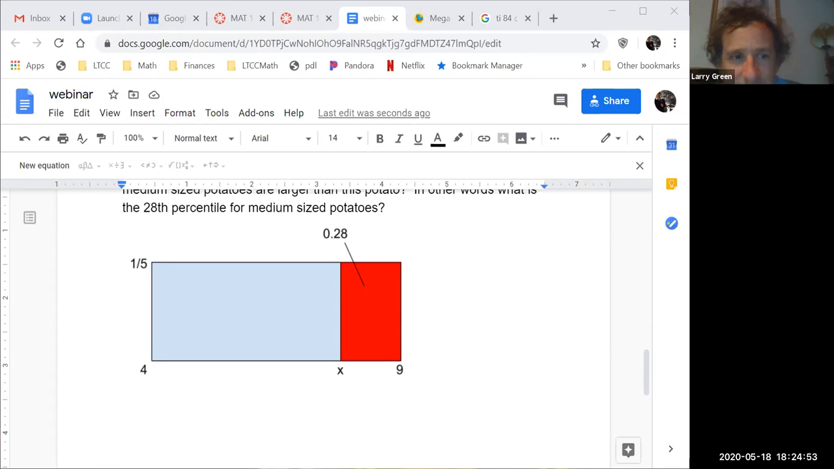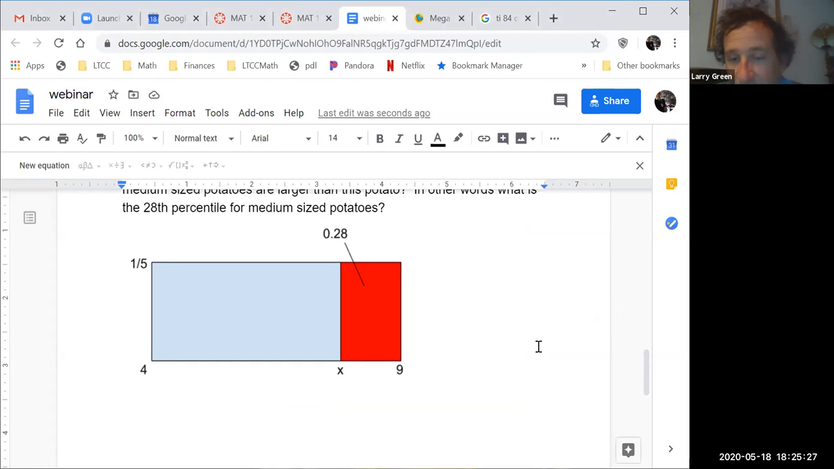The big rectangle, actually we do know the big rectangle. That goes from 4 to 9. It's got a height of 1/5, area of 1. So we know the big rectangle. There's one thing we don't know. If you look at the picture long enough, what we don't know is X. X is the size of that potato such that 28% is to the right. So we want to find X.